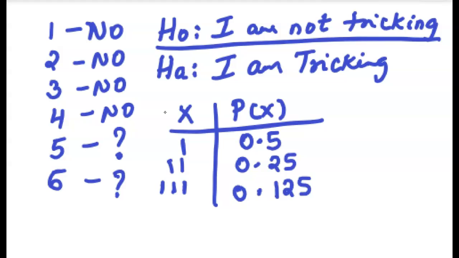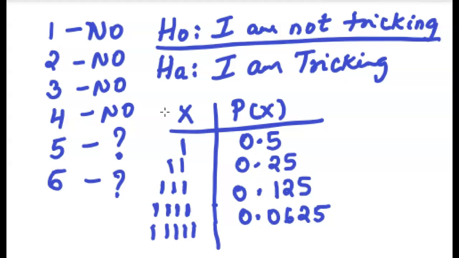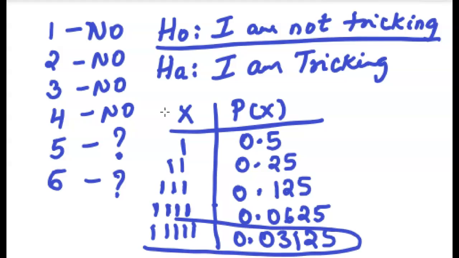What about having four heads? That is 1, 2, 3, 4. What's the probability? 0.5 times 0.5 times 0.5 times 0.5, which is what? 0.0625. What about five heads? 1, 2, 3, 4, 5, which is what? 0.03125. This is when you started to have your doubt. You're like, is she really tricking us or not?